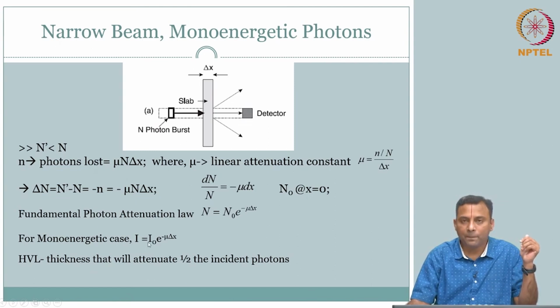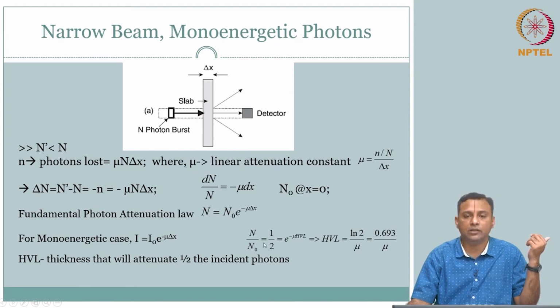So it is straightforward: you apply this definition, your output is 50% of your input. I have some mu, and I will call that thickness delta x my half value layer thickness. So n by n naught is half, which is equal to e power minus mu delta x, but the delta x at which it reduces to 50% of the input, I am calling not delta x but HVL, the half value layer thickness. If you do some manipulation, you have e, you have half, take the natural logarithm, ln 2, and you get the factor 0.693 by mu.